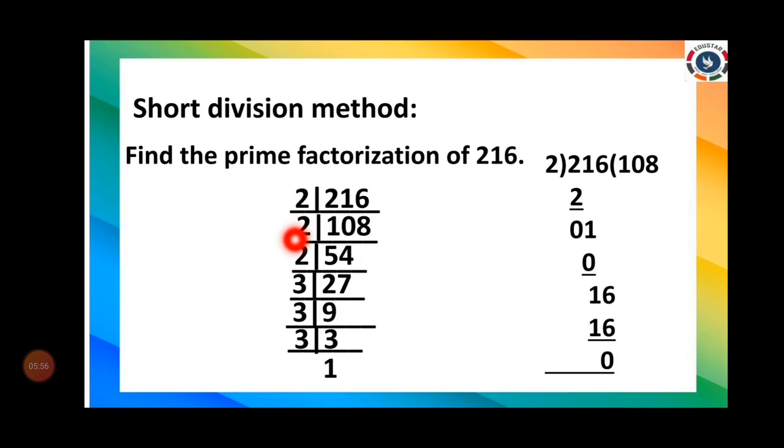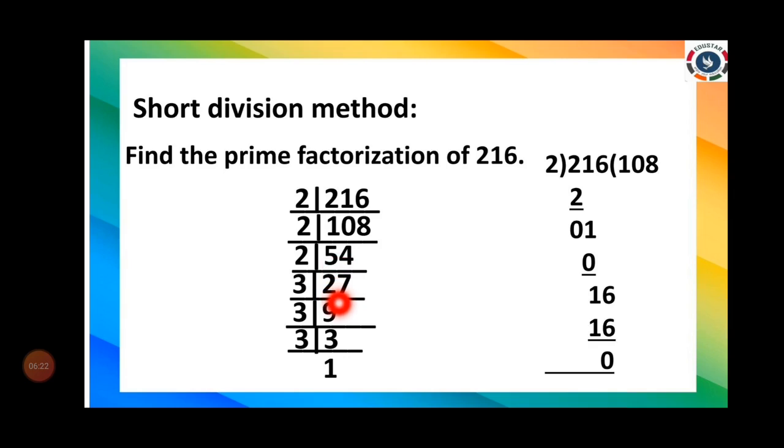Okay, that is also an even number. Use 2 again. So divide the values. How many 2's are there in 108? 54 times are there. Then 54, 4 is in the ones place, so it is also an even number. So use the even prime number to divide. Write 2 outside. How many 2's are there in 54? 27.